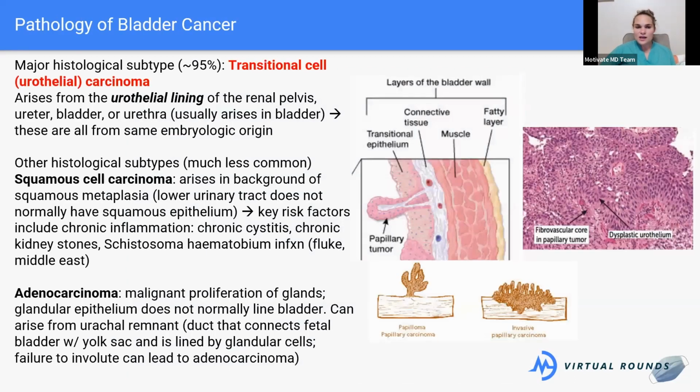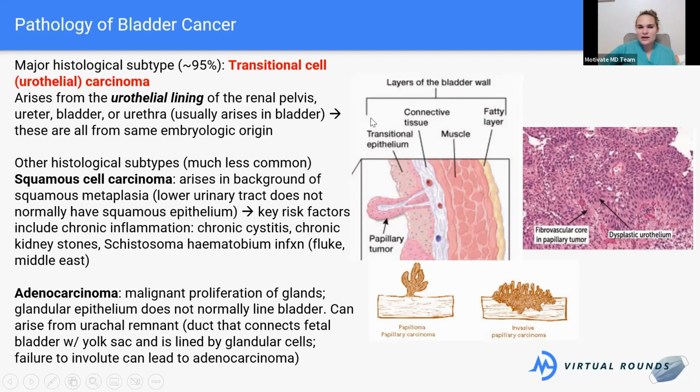And the pathology. Okay, so the bladder, this picture here, imagine this is on the outside and this is going inside to the lumen. Okay, so that's what we're looking at. The bladder is lined, outside, by the fatty layer, then muscle, then connective tissue, and then the epithelium. And the epithelium of the bladder is called urothelium. Okay, so it's called urothelium.